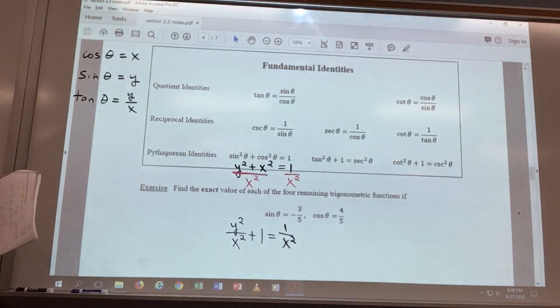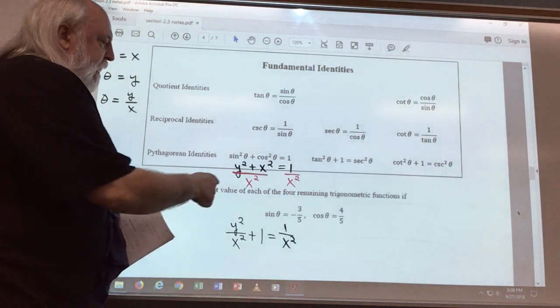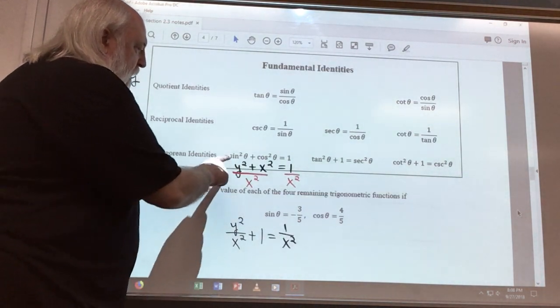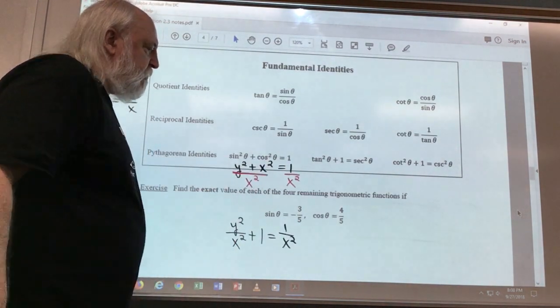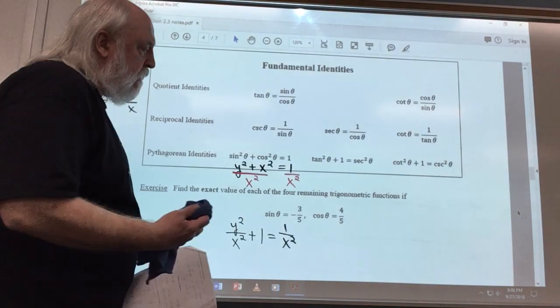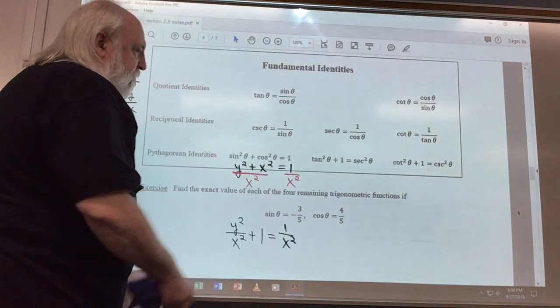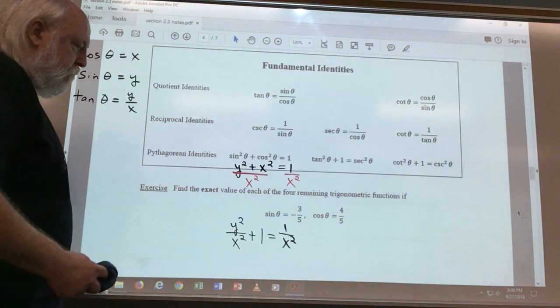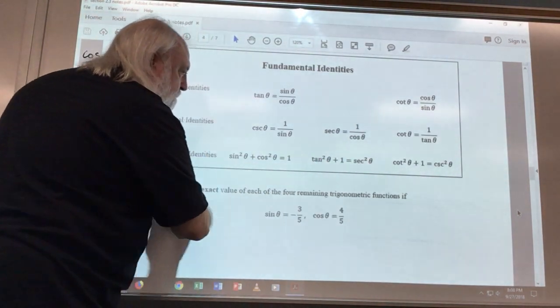Okay? So of the three Pythagorean identities, the one that I've remembered since I was 18 years old is sine squared plus cosine squared equals 1. And then the other two kind of follow from over here. Alrighty? All right. So that's the end of that.